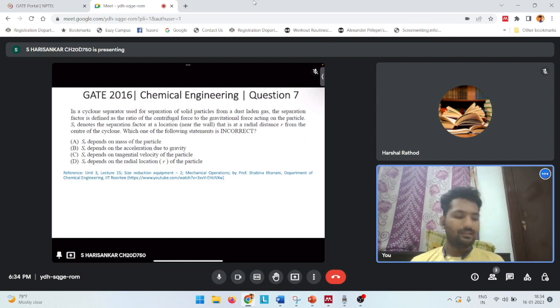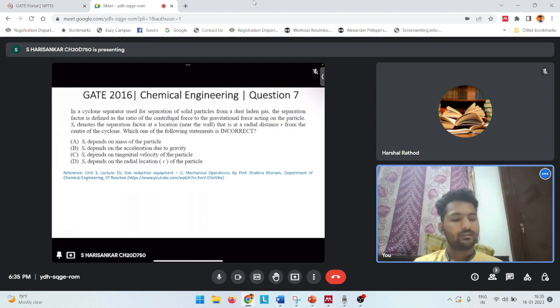Option A, SR depends on the mass of the particle. Option B, SR depends on the acceleration due to gravity. Option C, SR depends on the tangential velocity of the particle. And option D, SR depends on the radial location R of the particle. So this is a question from cyclone separator from mechanical operations, and the reference NPTEL lecture can be found in Unit 3, Lecture 15, Size Reduction Equipment to Mechanical Operations by Professor Shavina Khanam, Department of Chemical Engineering, IIT Roorkee.